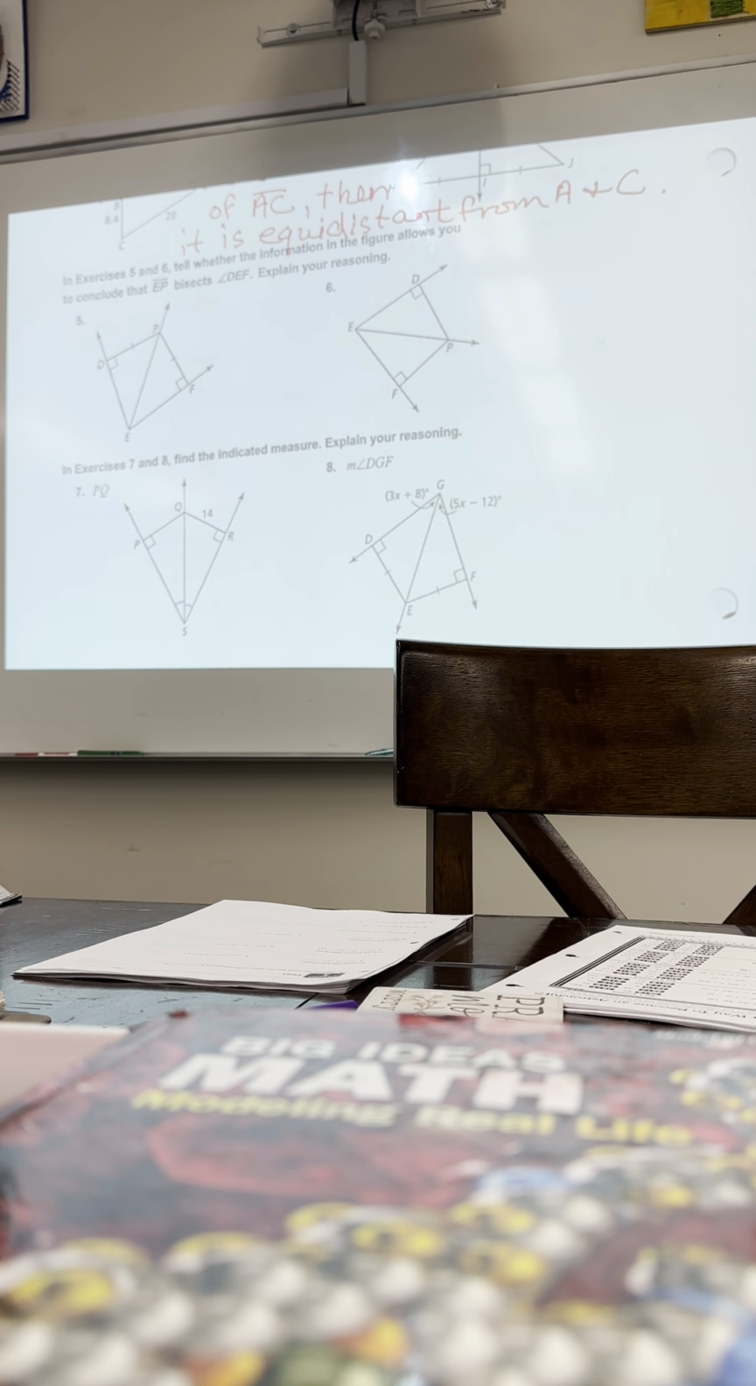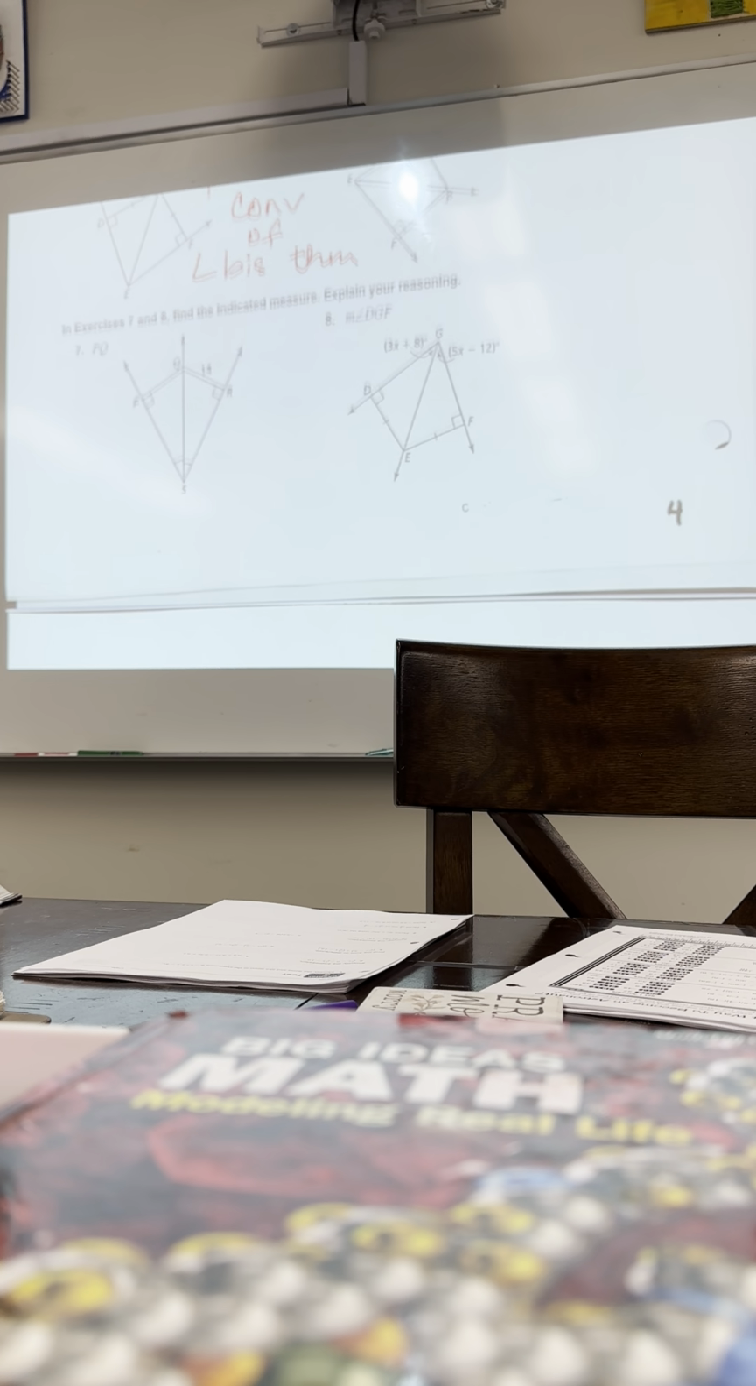Okay, one of these is no. Which one? 6. 6 is no. Everybody agree? 5 is yes, and then we have to decide why. Because of the converse of the angle bisector theorem. Very good. We do not know in the beginning that we have an angle bisector. We are determining it because P is equidistant from the sides. So this is the converse of the angle bisector theorem. Okay? All right, number 7 and 8.